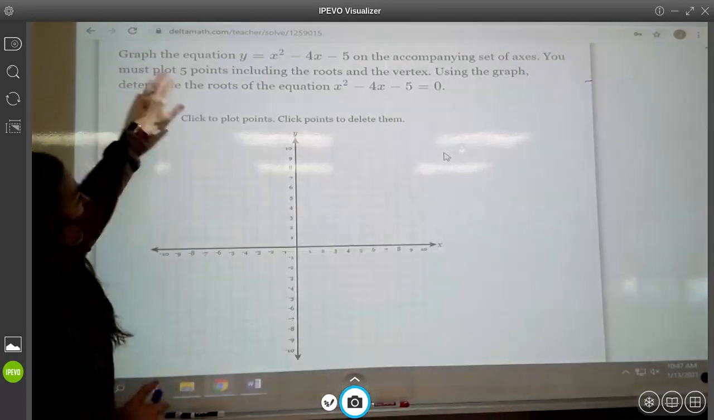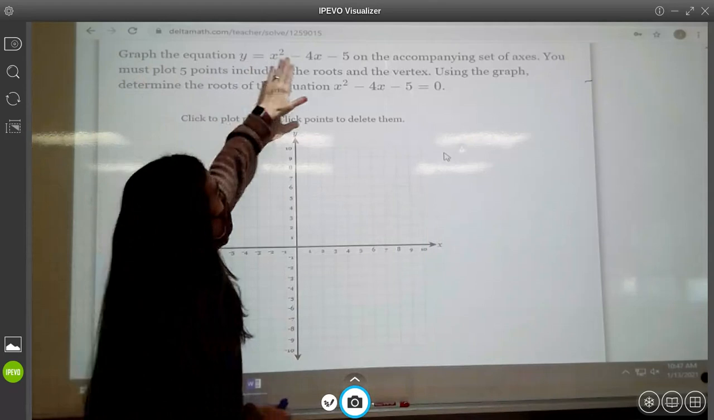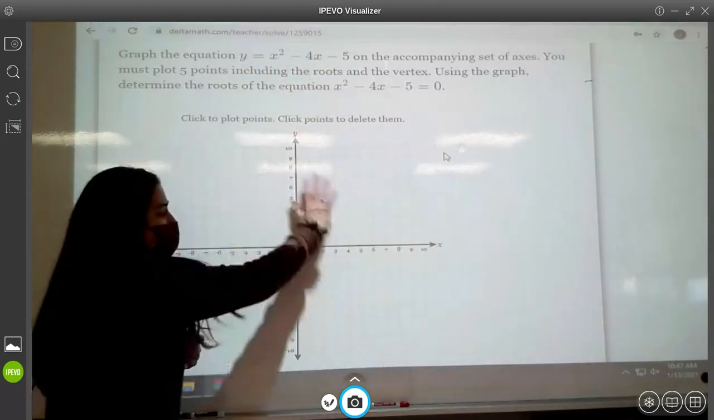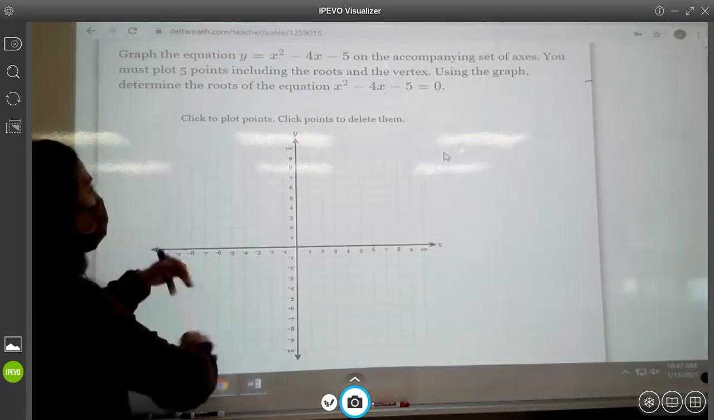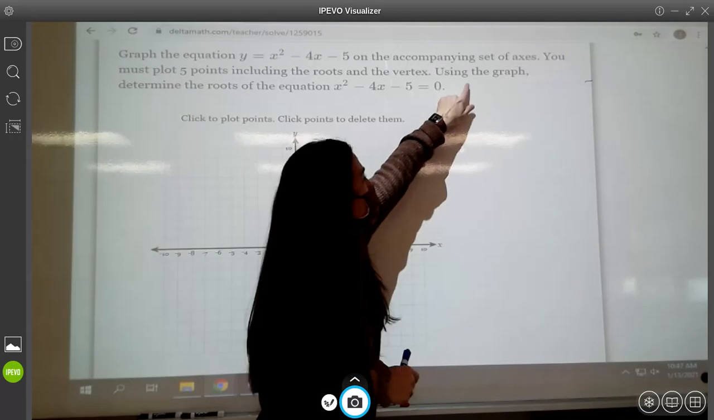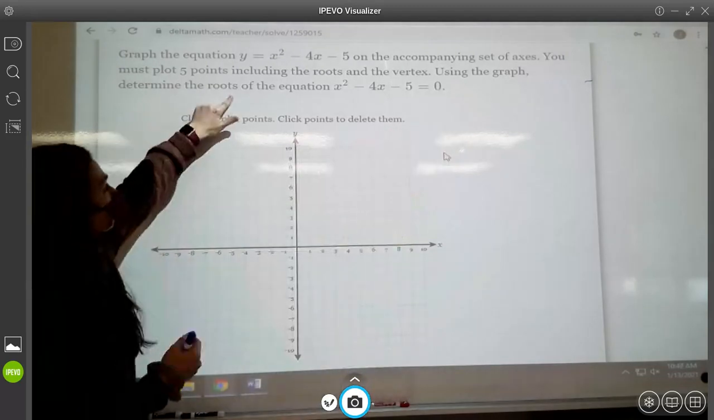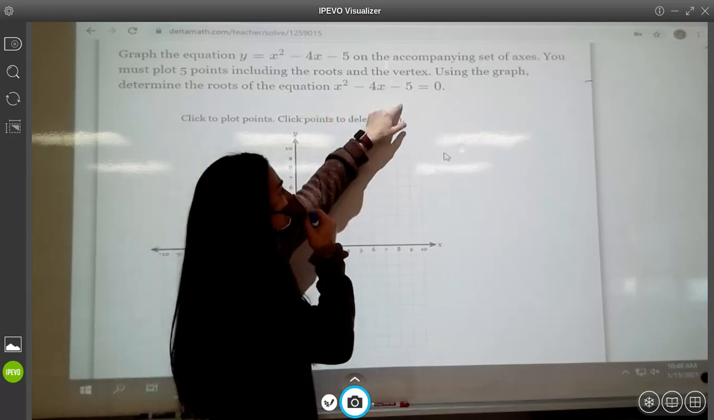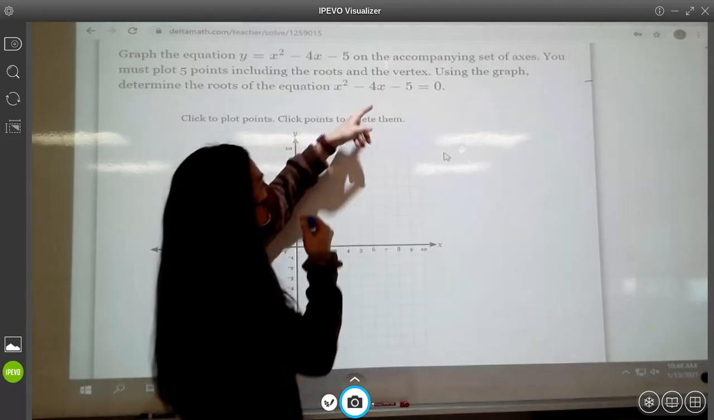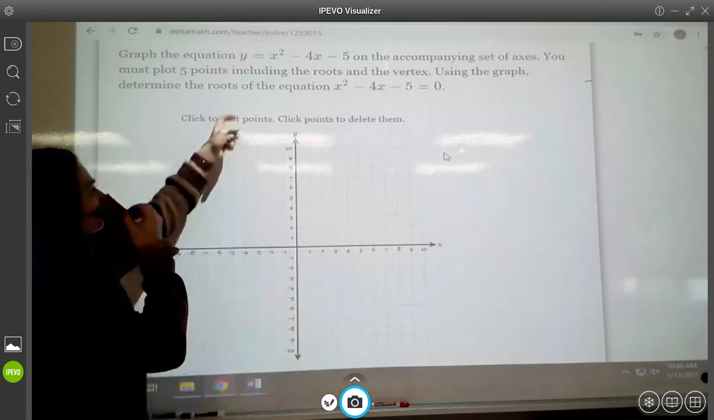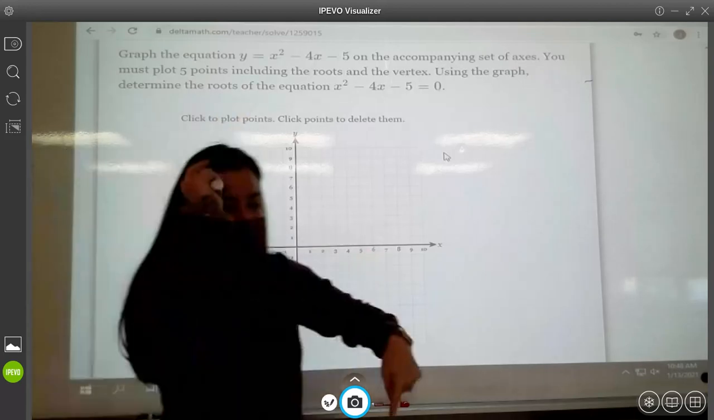We're going to graph the equation y equals x squared minus 4x minus 5 on the accompanying set of axes. So guys, we're going to graph it right on here. After that, it's going to ask you to use the graph to determine the roots, which are the x-intercepts of the equation x squared minus 4x minus 5. Guys, it's the same equation. So we're going to use our graph to pick off the x-intercepts because we're going to have to put them in at the end of the problem.